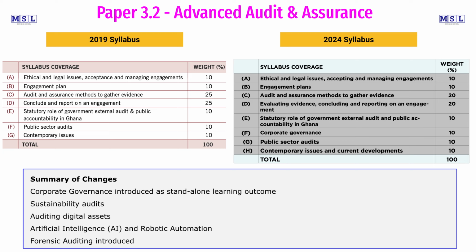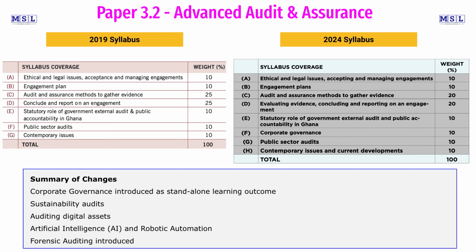Concluding and reporting on the engagement, the types of audit reports, qualified opinions, unqualified opinion, disclaimer of opinion, all of those different types was 25 marks. It's now reduced to 20 marks, right? So the loss of those 5 marks each have created a 10 marks dedicated to corporate governance.